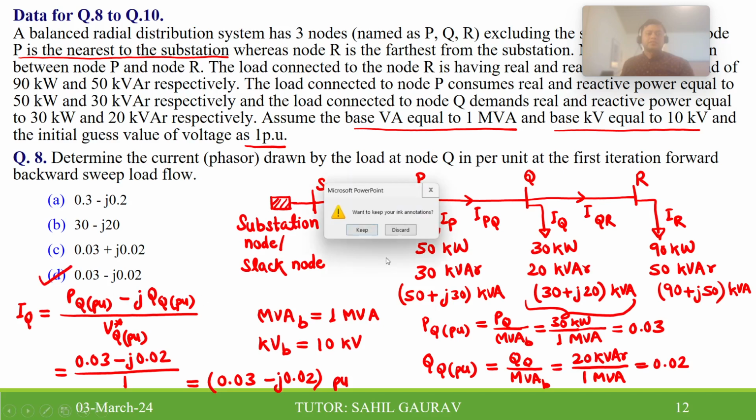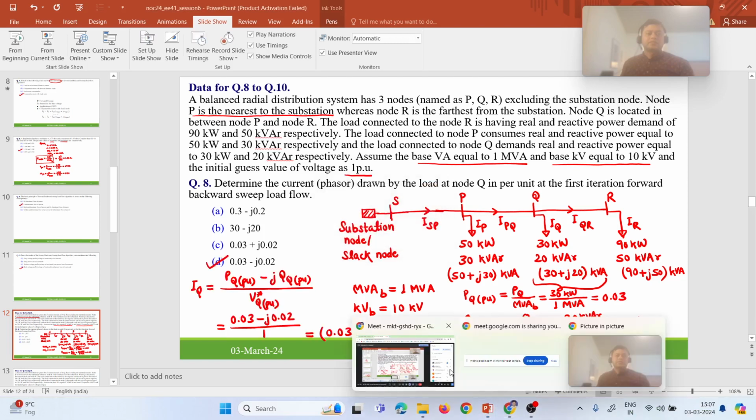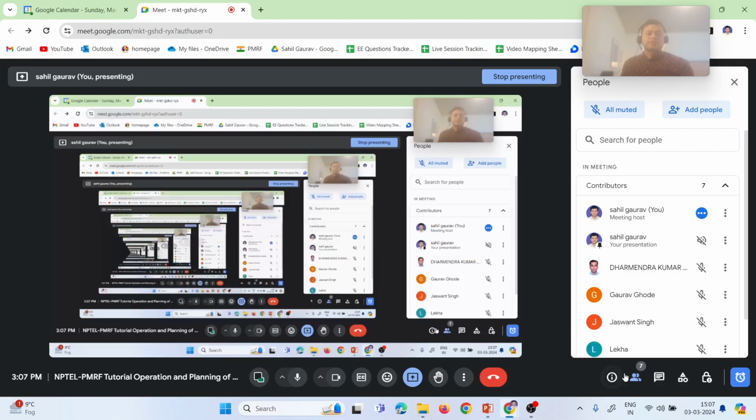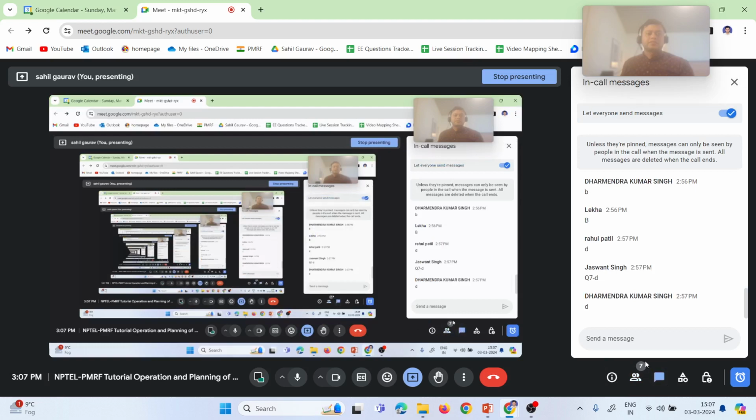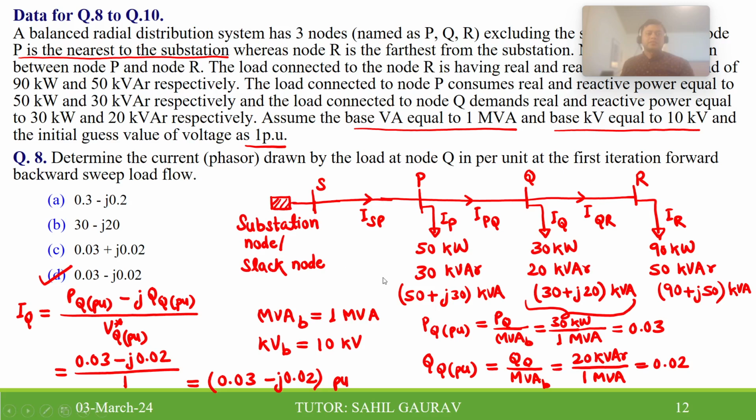How many of you got the correct answer? Yes, just one thing, Rahul Patil. I think this is a previous problem. This is also a very simple problem. I think many of you are able to solve this problem. If you have any doubt in this problem, we can discuss.